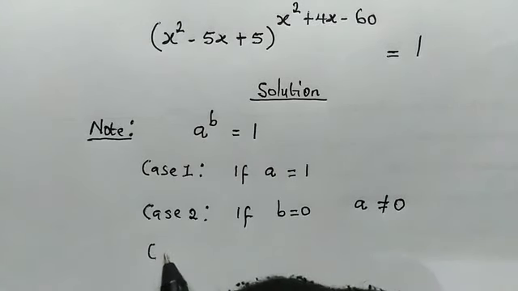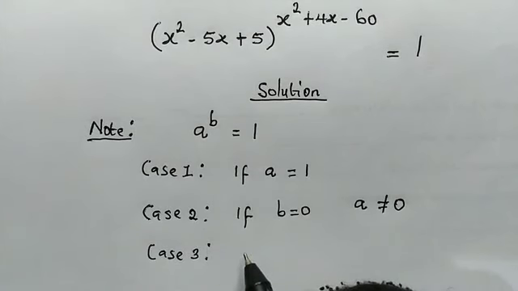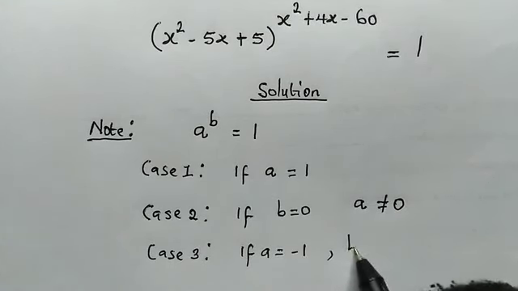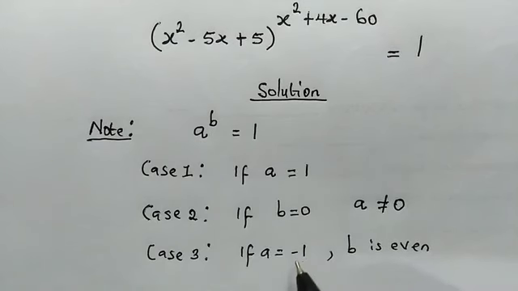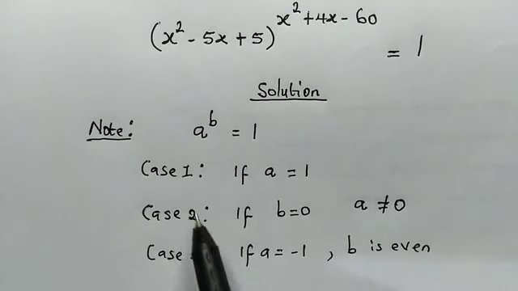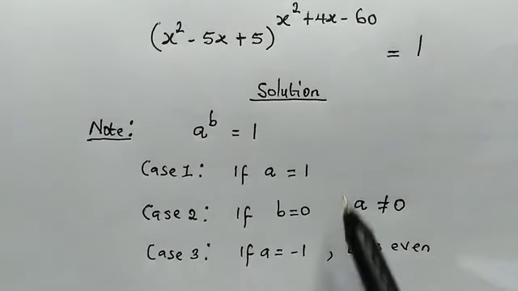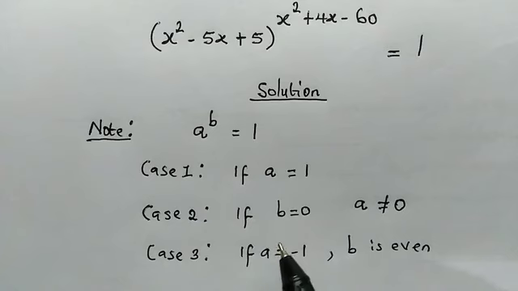And we have our final case here, which is case 3. In case 3, if a is equal to -1, then b must be even, right? So -1 to the power of an even number is 1. We can see these three cases must hold for a to the power of b to be equal to 1, and this relates to our present problem here. So let's see how we're going to solve for the values of x in the given equation.